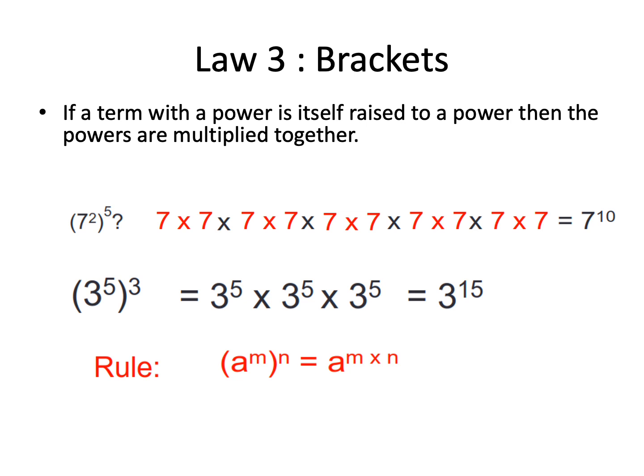As per the rule, a to the power of m, the whole to the power of n, gives you a to the power of m multiplied by n. The second example I have given you is 3 to the power of 5, the whole to the power of 3. That means 3 to the power of 5 is to be multiplied 3 times. 3 to the power of 5 multiplied by 3 to the power of 5 multiplied by 3 to the power of 5 gives you 3 to the power of 15. That is, you multiply the power 5 by 3, which gives us 15.